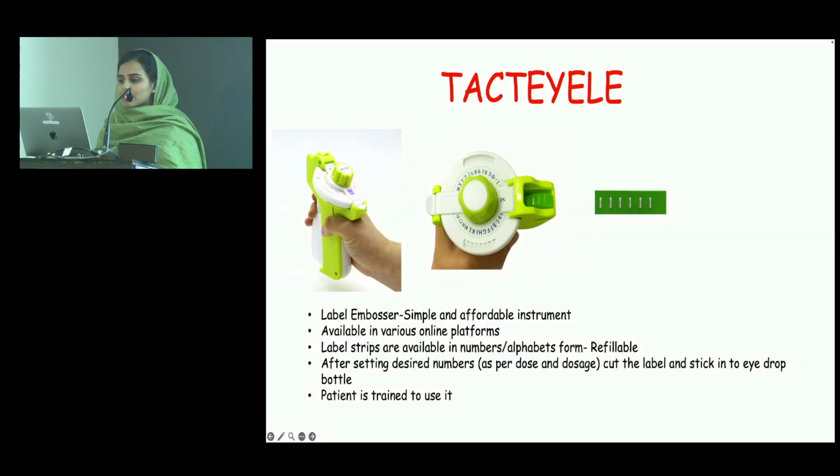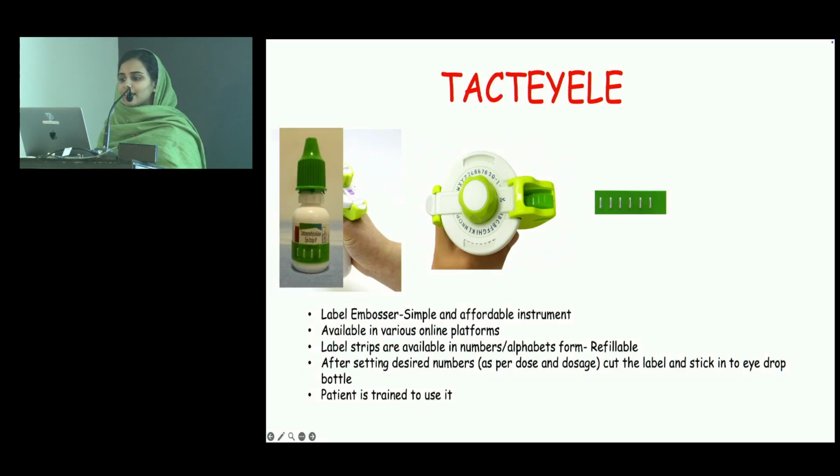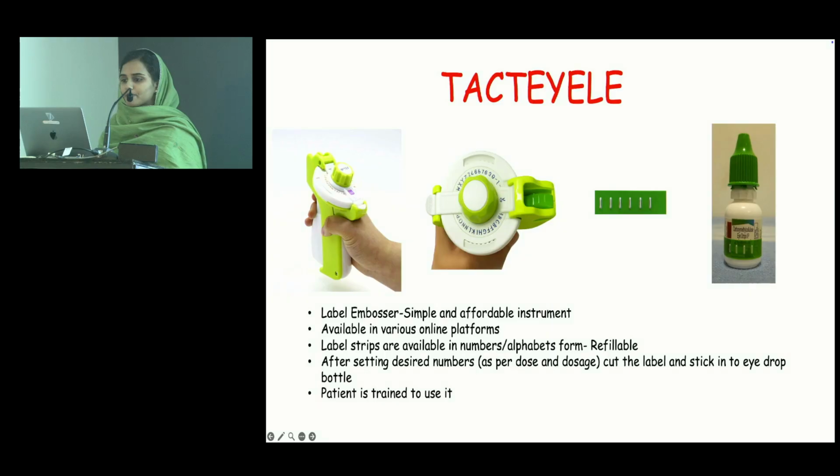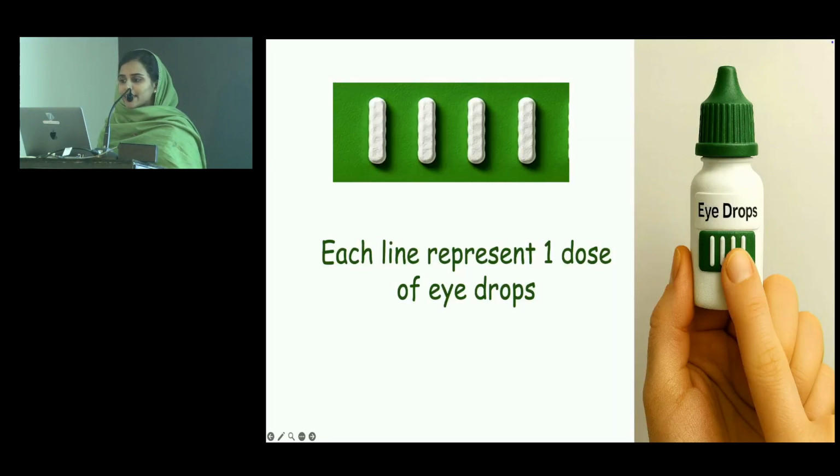An embossed strip, sticky on one side, is then attached to the eye drop bottle. The patient is trained to touch and feel the vertical lines, and the number of vertical lines implies the number of times the eye drop should be used. And instead of this line, we can press any numbers.